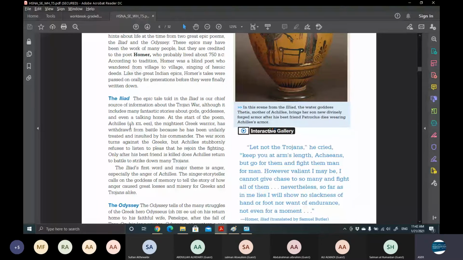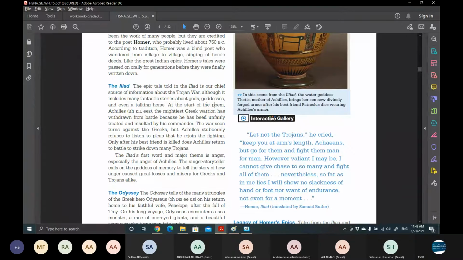So we consider the Iliad to be our chief source of information about the Trojan War. The Trojan War happened between the people of Troy and the Dorians, or the Dorian king, and eventually they won the war, destroyed Troy, and burned it to the ground because of the smartness and the anger of Achilles.